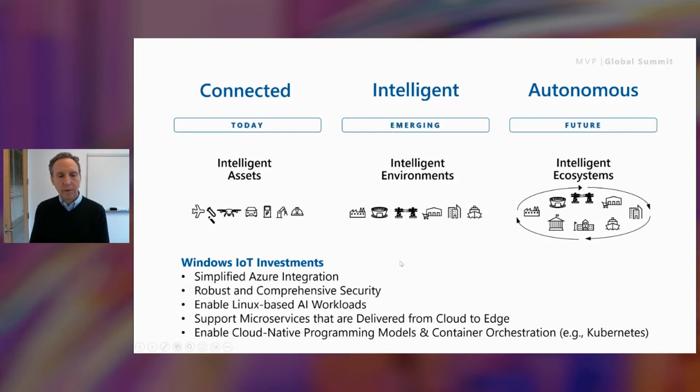And then the next two bullets here are really related. It's supporting microservices that are delivered from the cloud to the edge, and enabling cloud-native programming models and container orchestration solutions, such as Kubernetes. There was a lot done in the cloud to create these microservices and to use Kubernetes and Azure Arc to manage all of these resources. That has migrated from the cloud to the heavy edge fairly recently. Azure Stack HCI and AKS HCI, Azure Kubernetes Service on HCI, are good examples of that.